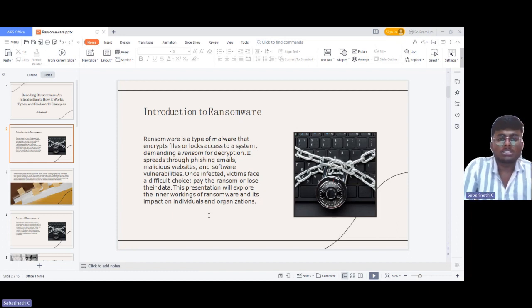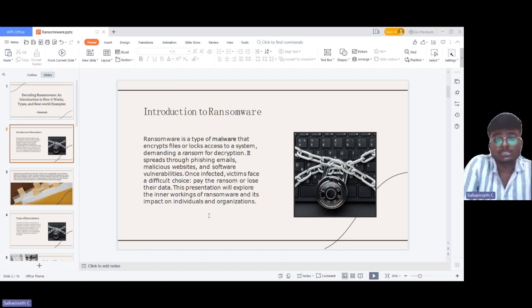Today, our goal is not only to explain the working of ransomware, but to equip you with the knowledge that serves as a shield against the looming threats of cyber attacks. By understanding the intricacies of ransomware, we can collectively work towards building a more resilient and secure digital environment.